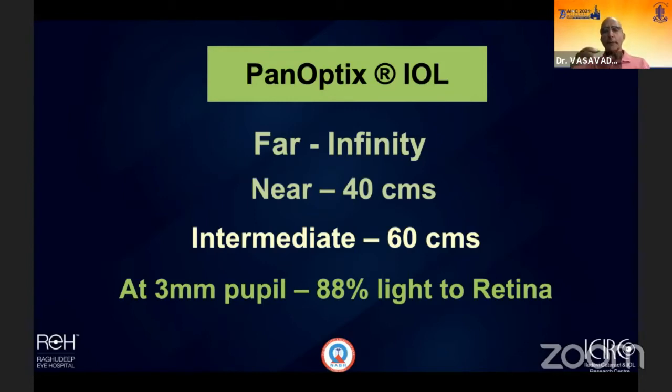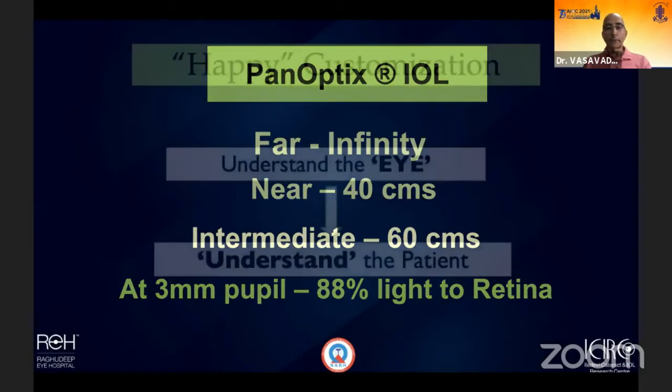Because of the larger central disc involved, a larger area of flat central distance vision disc, the light passing and going to the retina is quite high, probably almost higher than others, though Atlisa also has a good penetration. And at 3 millimeters, it's very good.